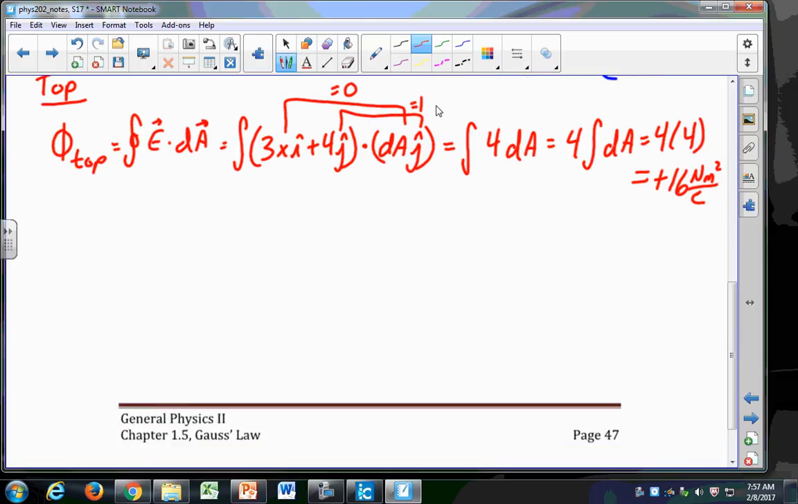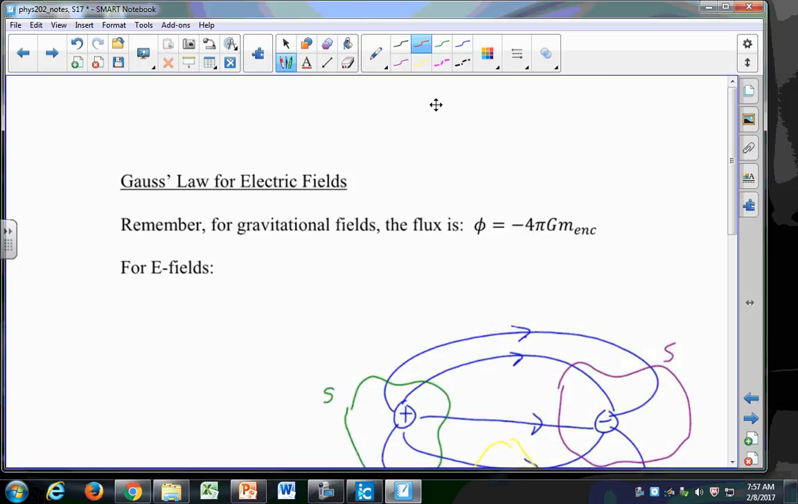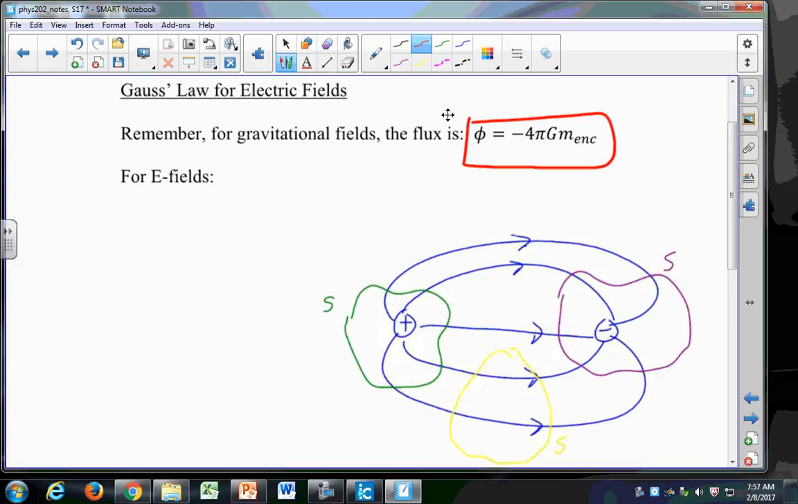All right. So we apply this with Gauss's law. If you remember, for gravitational fields, you had to use this to figure out the mass in the gravitational field of the cylindrical mass. We use the idea of flux. For electric fields, it works very similarly. We say that the flux is equal to Q enclosed over epsilon naught. This is called the permittivity of free space. It's just a constant.